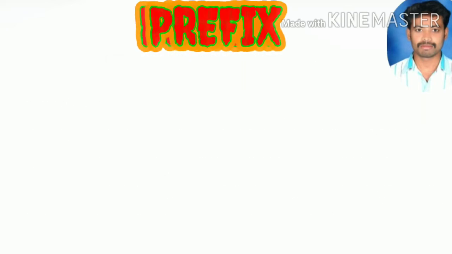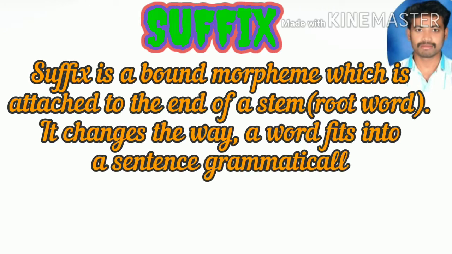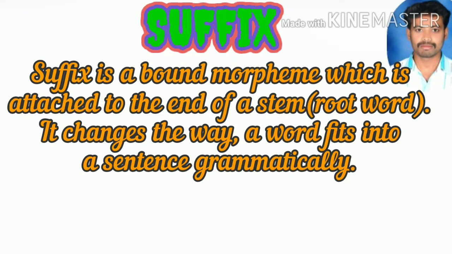And then we'll move to another type, that is called suffix. Suffix is a bound morpheme which is attached to the end of a stem. It changes the way a word fits into a sentence grammatically. Look at that. Suffix is a bound morpheme as usual. So like prefix, suffix is a bound morpheme which is attached to the end of a stem. Prefix is the beginning of a stem, but suffix is the end of a stem. Have you understood this one?